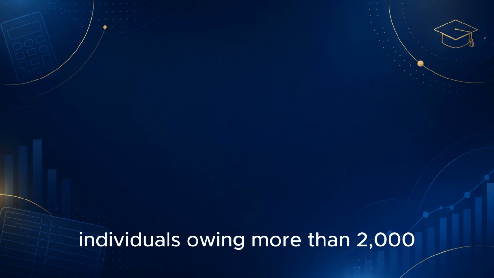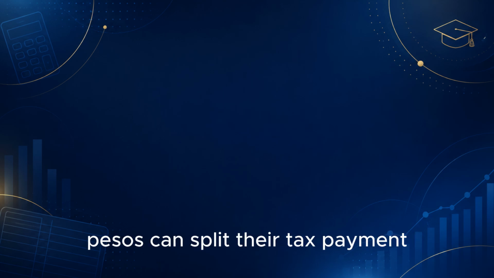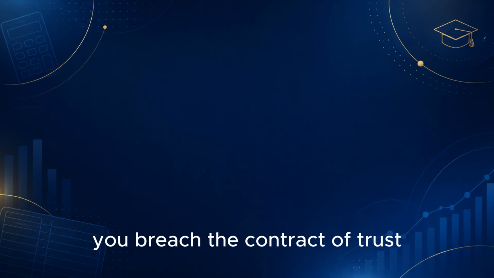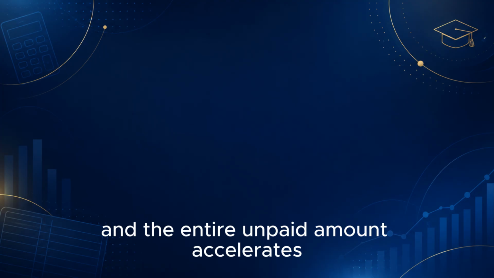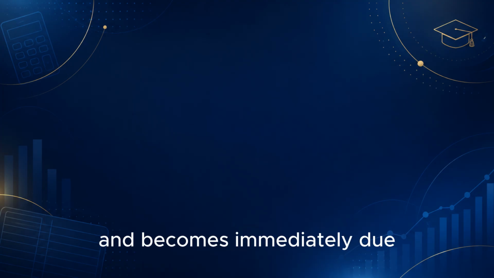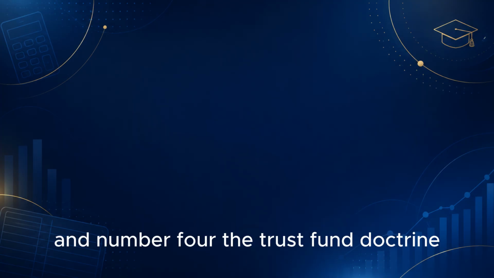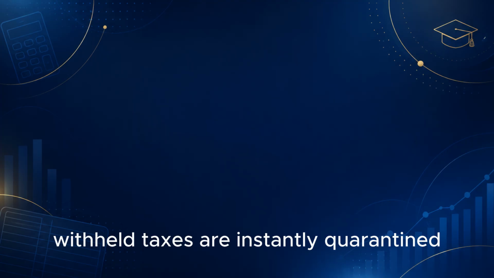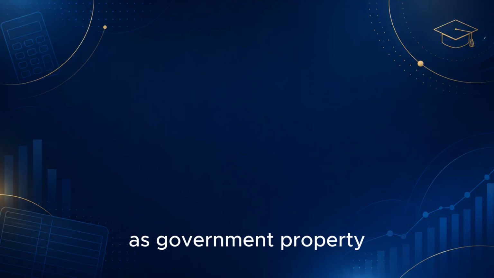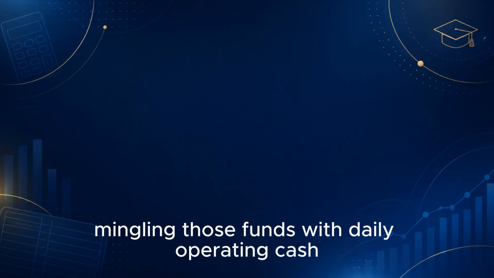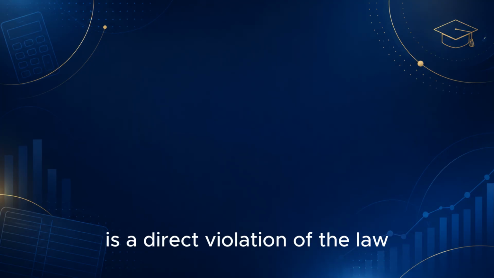Number 3, the October 15th installment default. Individuals owing more than 2,000 pesos can split their tax payment. But if you miss that second deadline on October 15, you breach the contract of trust. The deferment is revoked, and the entire unpaid amount accelerates and becomes immediately due with penalties calculated from the original April deadline. And number 4, the trust fund doctrine. Withheld taxes are instantly quarantined as government property. A withholding agent is a fiduciary. Commingling those funds with daily operating cash is a direct violation of the law.